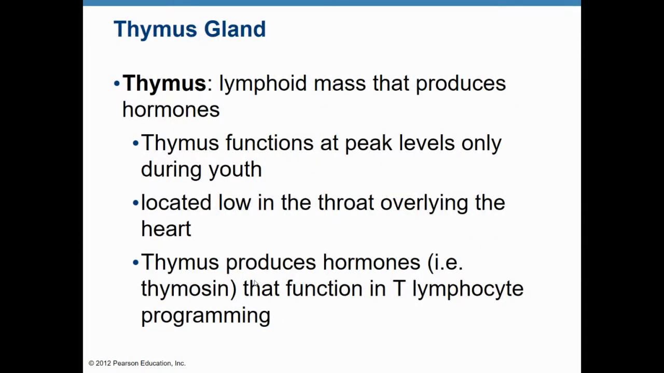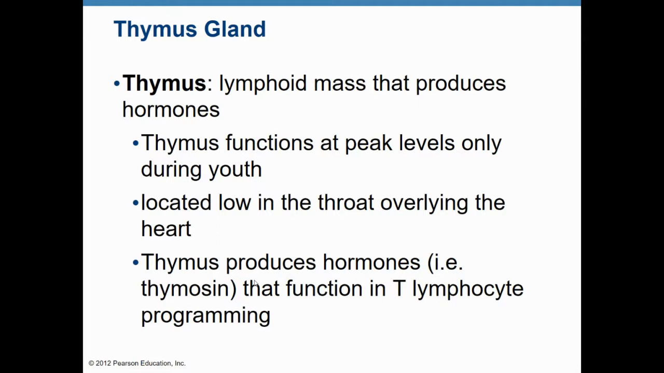Our next lymphoid organ is called the thymus gland, and the thymus gland is going to be a lymphoid mass that we find posterior to the sternum that produces hormones. Now, the thymus is going to peak during your childhood years. So really about the time that you start school to about the time that you graduate from high school, that's when you're going to be encountering most of your antigens or foreign substances. So that's when your thymus is most active.